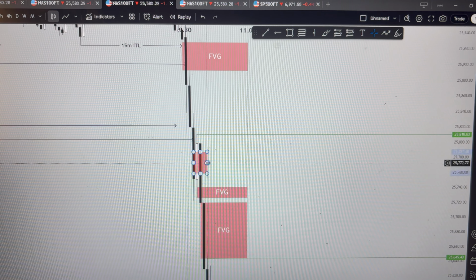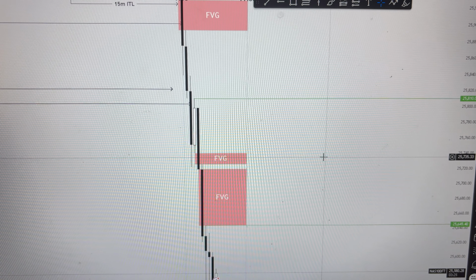There were many 5-minute FVGs, but market never retraced into them and my setup never formed.